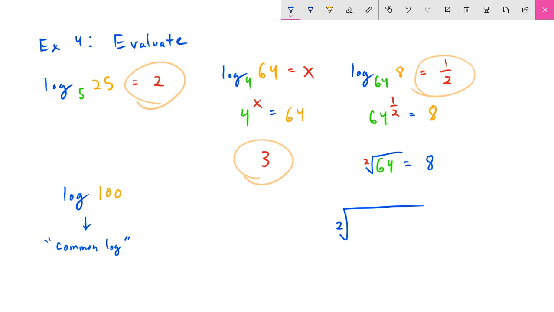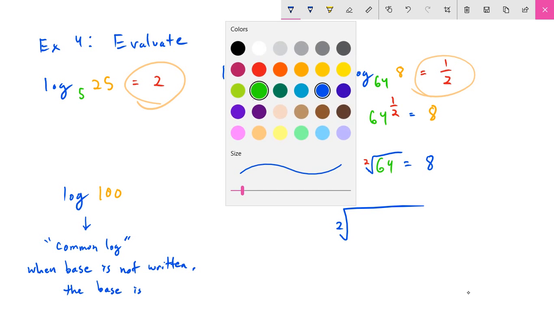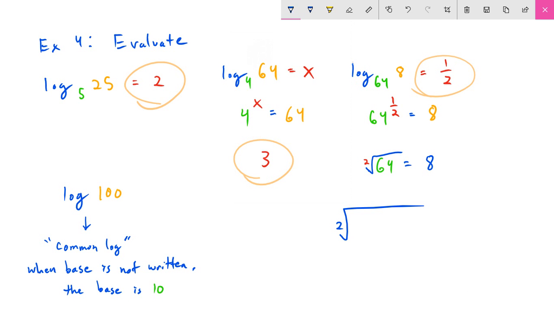That's the same idea as when you don't write a base. There's an understood number. It's not 1, but it's a certain number, and I'm about to tell you. When the base is not written, the base is 10. So anytime they don't write the base, you can just write a 10 in there because that's the same thing. So for log of 100, what's the base actually here? 10, which means the answer is 2. What do I raise 10 to get 100? 2.